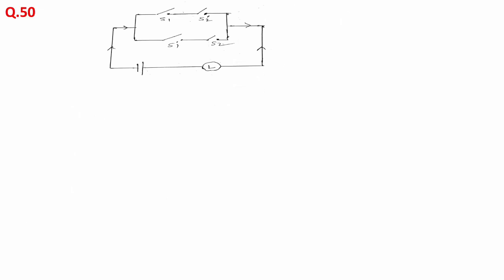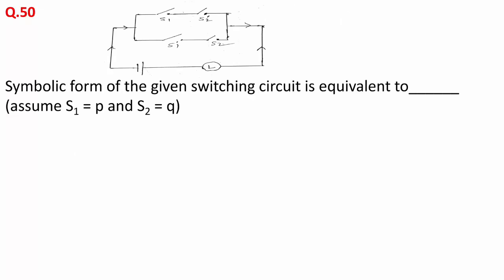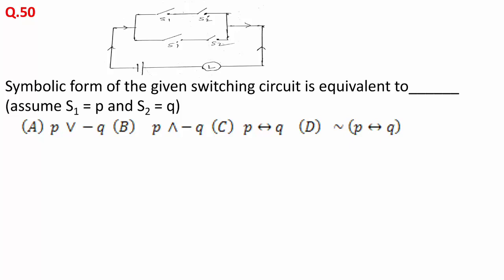Question 50. The symbolic form of the given switching circuit is equivalent to, where S1 is assumed as P and S2 is assumed as Q. Options are A P or minus Q, B P and minus Q, C P if and only if Q, and D negation of P if and only if Q.